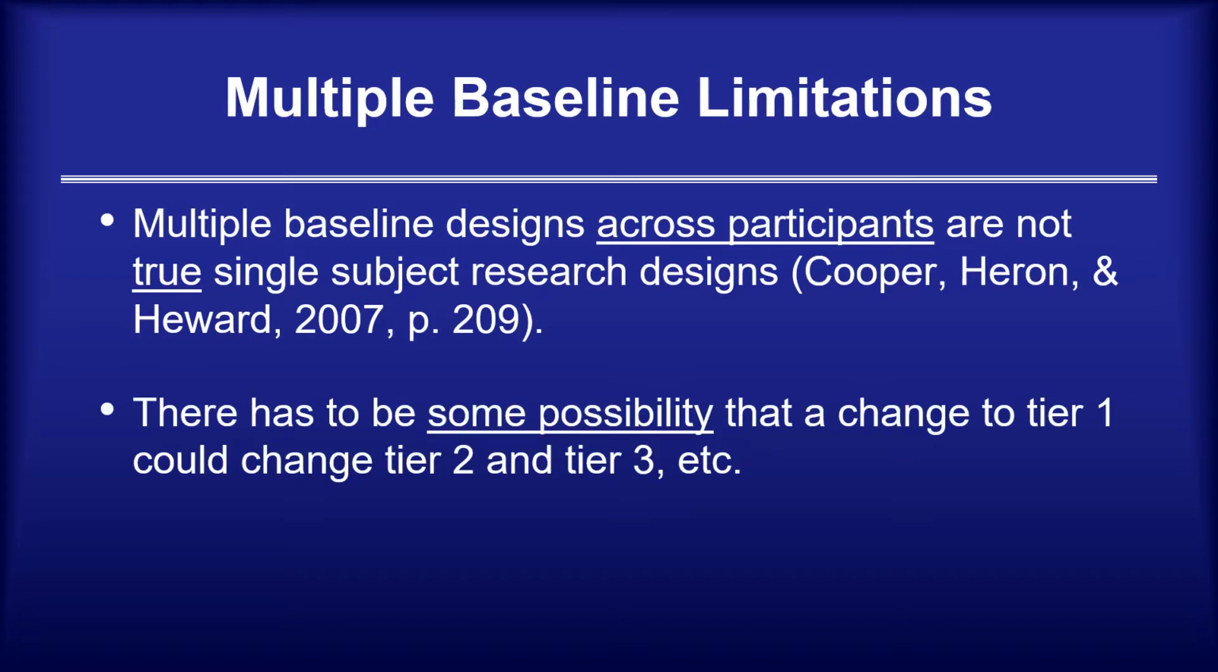This is more of a cautionary note about how to create a good multiple baseline design, but again, there has to be some possibility that a change to Tier 1 could change behavior in Tier 2 and 3, etc. If a treatment for one participant in one setting bears no relation to treatment applied to another participant in another setting, you won't have a valid design.